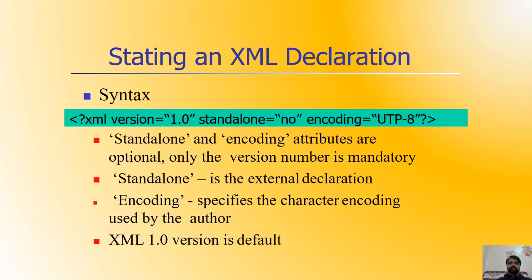So the syntax that we should use: XML version 1.0, standalone, no or yes. Standalone and encoding are optional, but the version is mandatory. If standalone is no, it is not standalone and it needs an external file, which means your DTD file should be external. But suppose your DTD is in the same file, you need to write standalone yes.